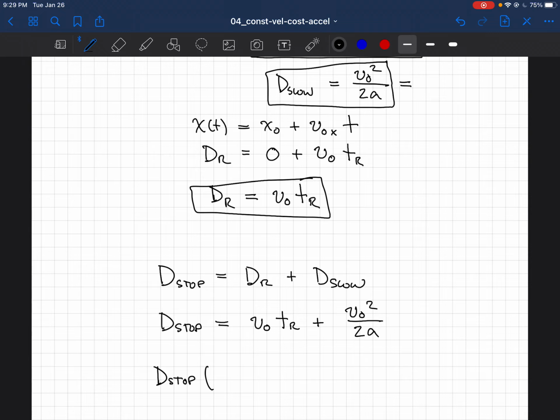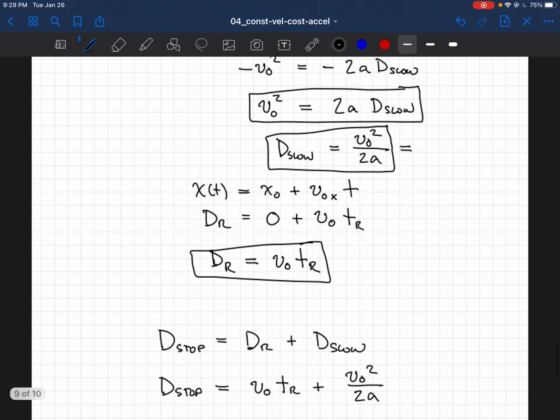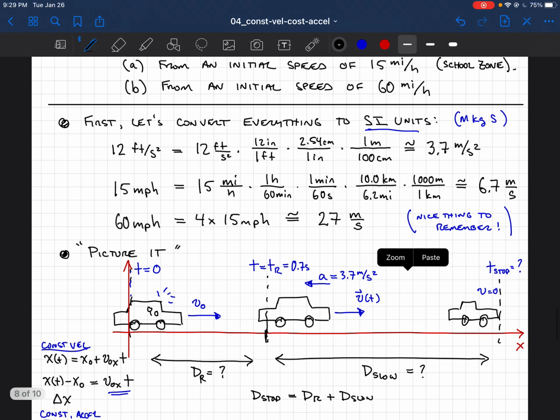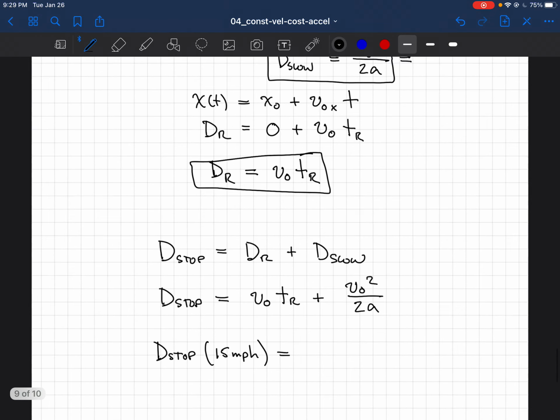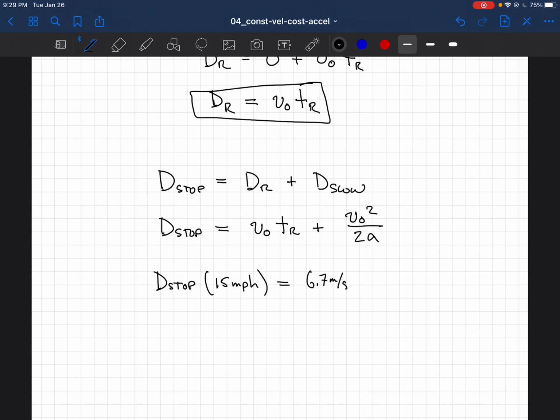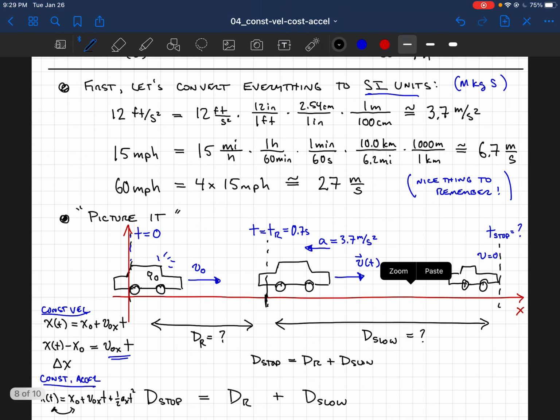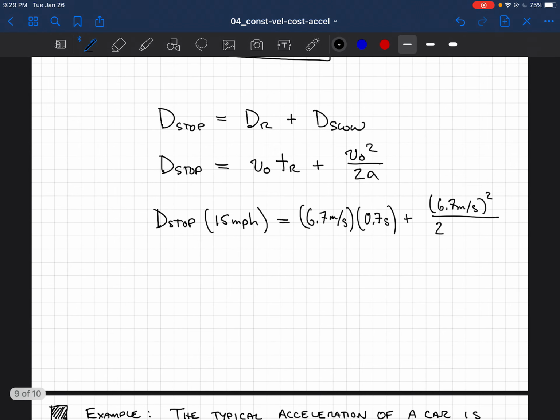Well, in the case of the school zone, if you're going 15 miles per hour, then v0 was 6.7 meters per second. t react was 0.7 seconds. v0 is 6.7 meters per second. We square that and we divide by 2 times the acceleration, which was 3.7 meters per second squared. So let's find out what that number is. Plug it into my calculator.